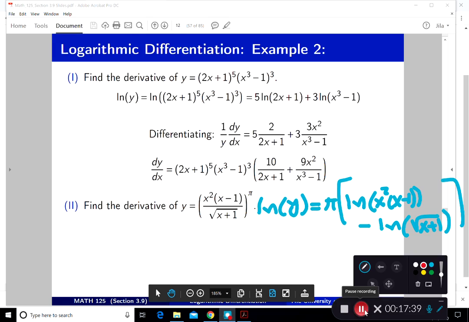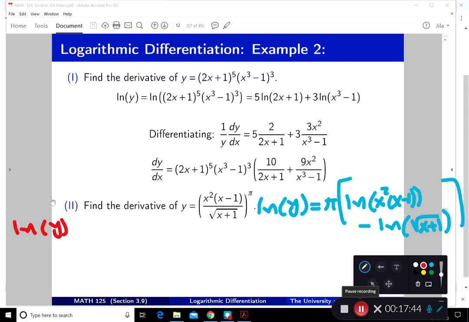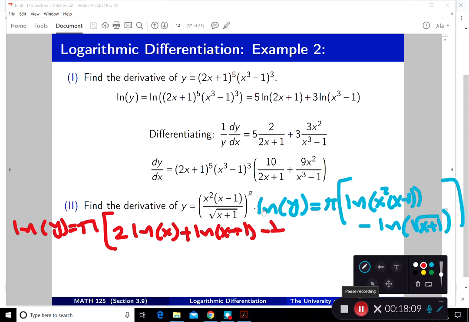Now, let's simplify this a little bit more. The natural log of y is going to be equal to pi times, use the product, 2 natural log of x plus natural log of x minus 1 minus 1/2 of natural log of x plus 1.